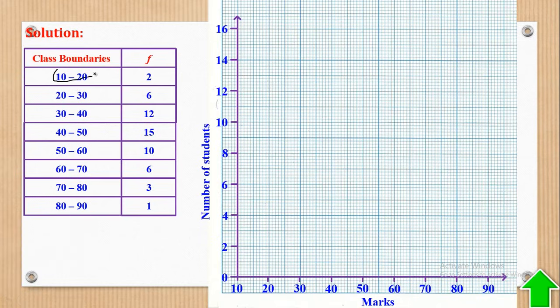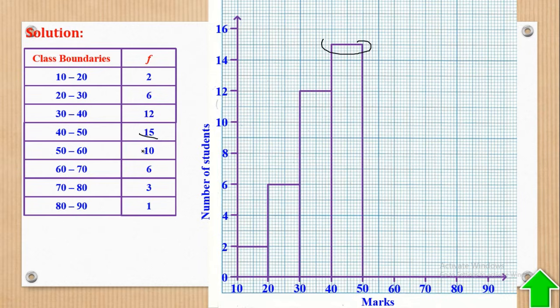So this class boundary corresponds to 2, so we shall get 2 and put our bar there. The next is 6, so we shall locate our 6 and it is there. The next is 12, so we shall locate our 12, which is here. The next is 15, so we shall locate our 15, put it here. The next is 10, so we shall locate our 10. The next is 6, we shall locate our 6. Next is 3, we shall locate the 3. And lastly 1, we shall locate 1.